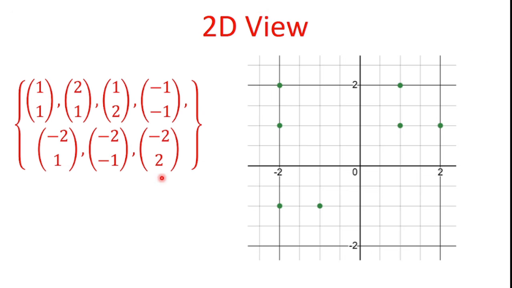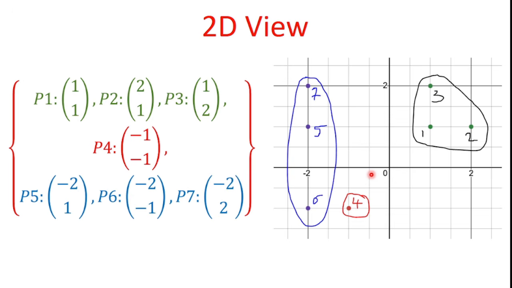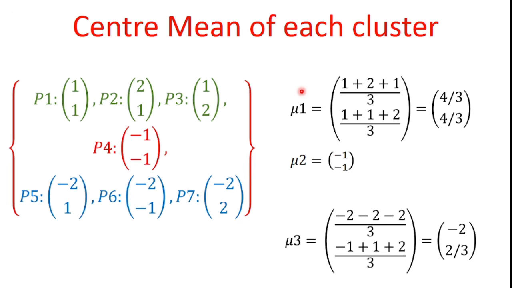If you plot all those data points in a 2D view, it will look like this. In this data, we have grouped the points in the initial stage as 3 clusters. Cluster 1 comprises the 1, 2, 3 data points. Cluster 2 comprises the 4th data point alone. Cluster 3 comprises 3 data points, namely 5, 6 and 7. It's the initial grouping. Now, for each group, we are going to take the center mean of each cluster.